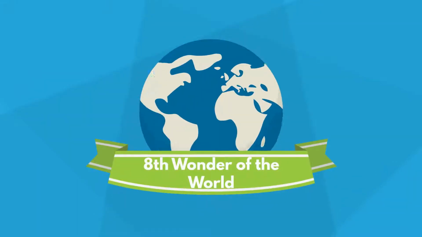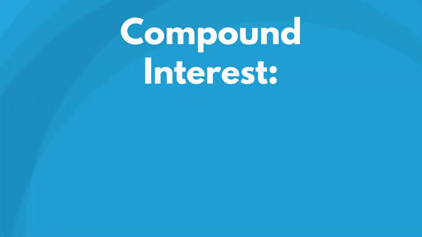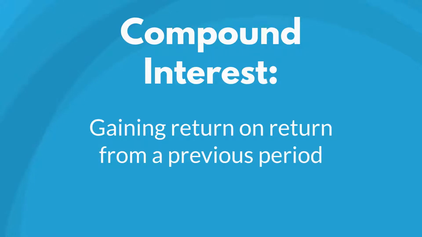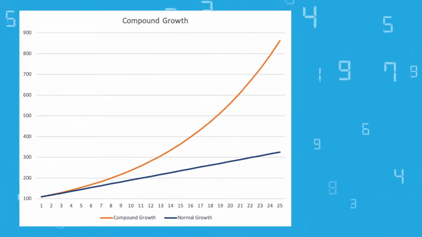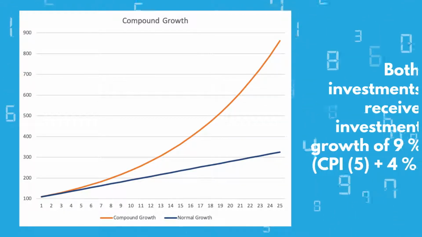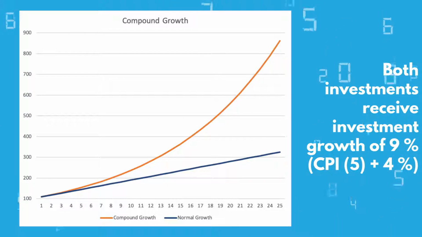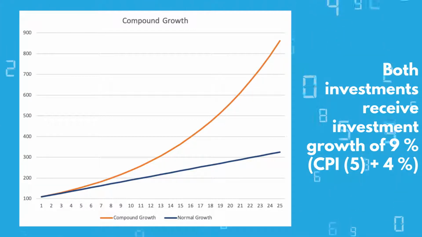The eighth wonder of the world. Albert Einstein said, "Compound interest is the eighth wonder of the world. He who understands it, earns it. He who doesn't, pays it." Compound interest, in short, is gaining return on return from a previous period. This graph represents compound interest visually, and makes the following assumptions to show compound growth. Both investments receive an investment growth of 9%, which is a conservative view for an investment in historic perspective.